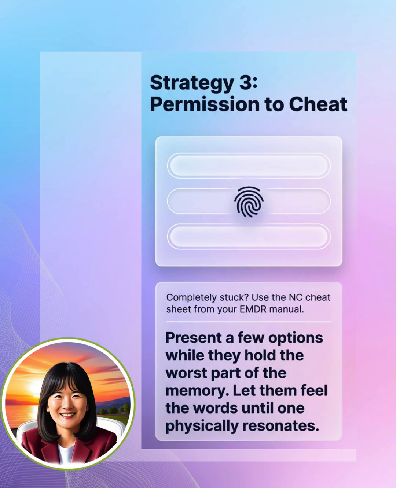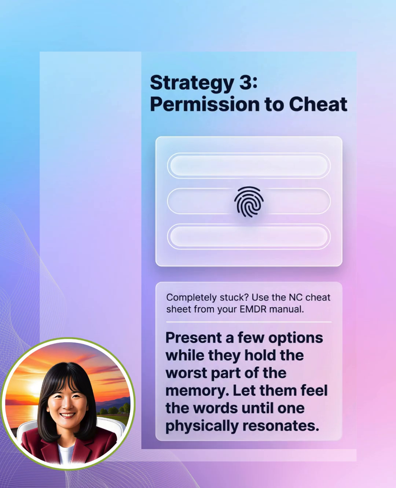It is also acceptable to use a negative cognition cheat sheet that is provided in your EMDR basic training manual. If a client is entirely stuck, not able to identify the negative cognition, usually what I try to do is ask the client to hold the worst part of the memory or the imagery representing the worst part of the memory in mind, and then ask them to notice what following statement sounds right to you, as I throw the client some of the negative cognitions that might work with this memory.